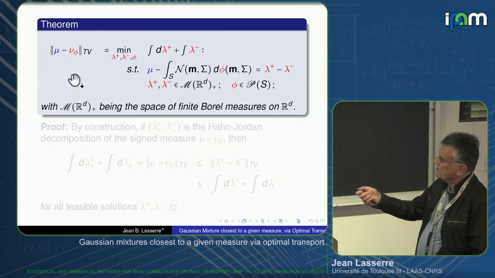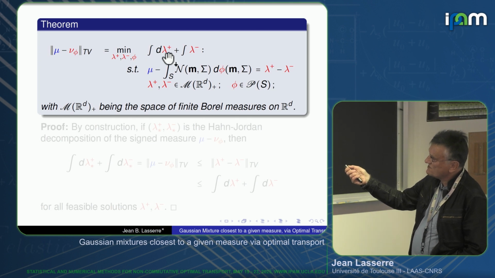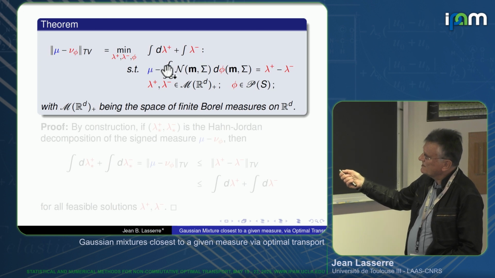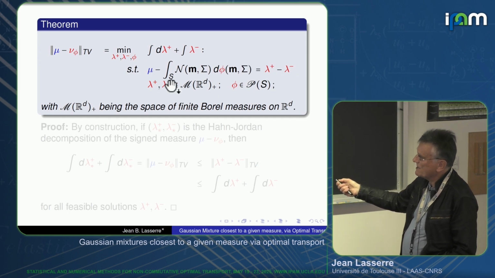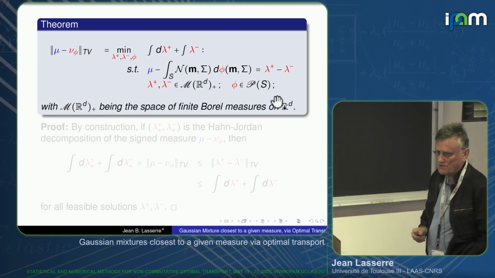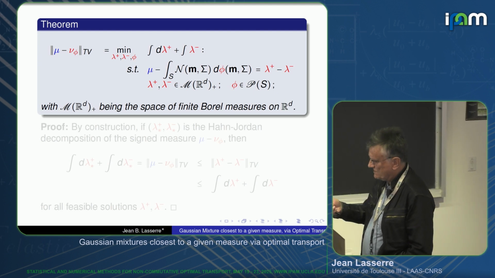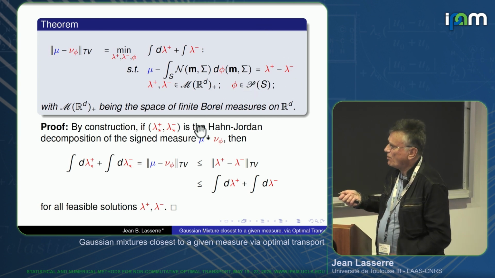So if you would like to solve the total variation distance, you introduce those artificial measures lambda plus and lambda minus. You want to minimize the sum of the two masses, okay? Under the constraint that the signed measure mu minus nu phi is equal to lambda plus minus lambda minus, where lambda plus and lambda minus are just positive measures, and phi belongs to the probability measures on the set S of mixing parameters. It's very easy to prove that this solution is exactly what you want, but it's just a rephrasing of your problem, okay?